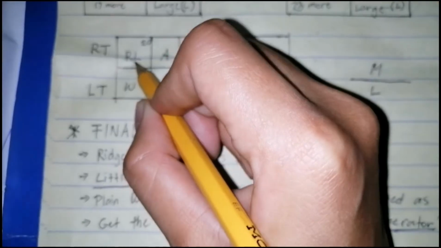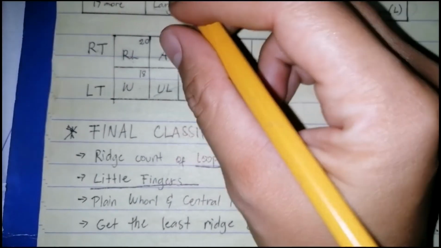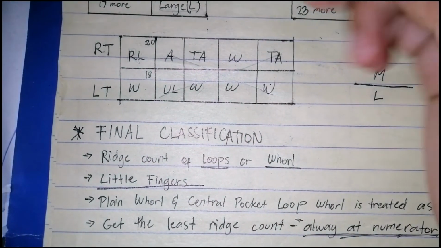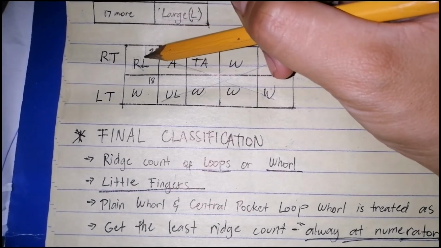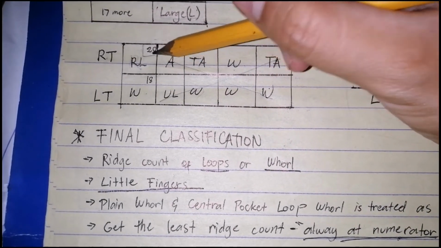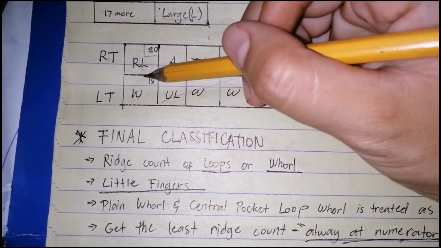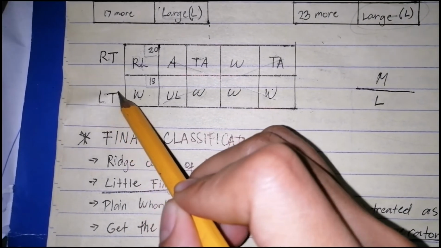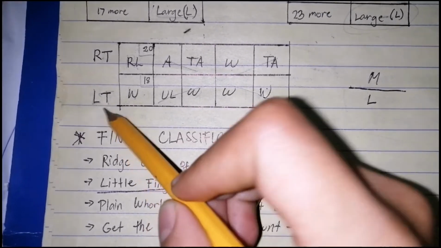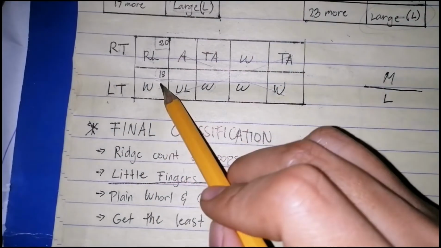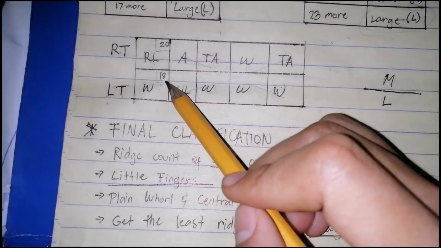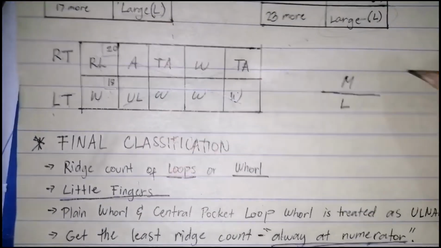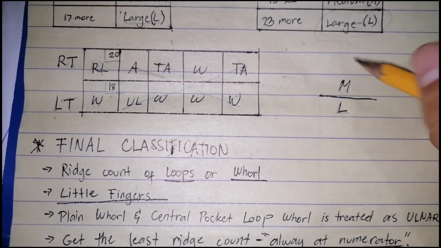First is the radial loop. So we are finding the ridge count of whirl tracing of the thumb. The radial loop has a ridge count of 20 in the right hand, and the whirl has a ridge count of 18. First, we will find the left thumb. We will prioritize the left before the right. It has a ridge count of 18. So 18 is 17 or more, so we have the symbol of large in the denominator.